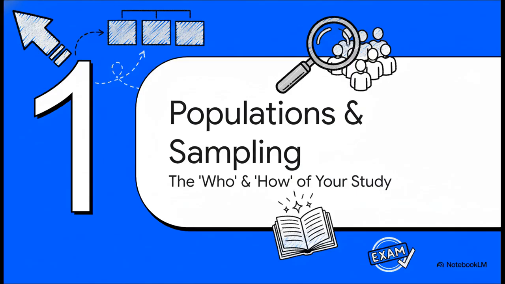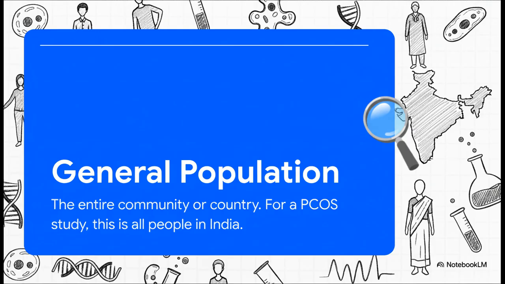Okay, first things first, we've got to figure out the who and the how of your study. Who are you actually studying and how are you going to pick them? We're starting with the population hierarchy, and trust me on this, it's always on the exam, so you'll want to pay close attention here. Right, so at the very, very top of the pyramid, you have the general population. Think of this as the biggest group possible, like everyone in a country. We're going to use a study on PCOS, that's polycystic ovary syndrome, as our example. For that study, the general population would be all people in India. It's massive, and honestly, you're almost never studying this whole group.